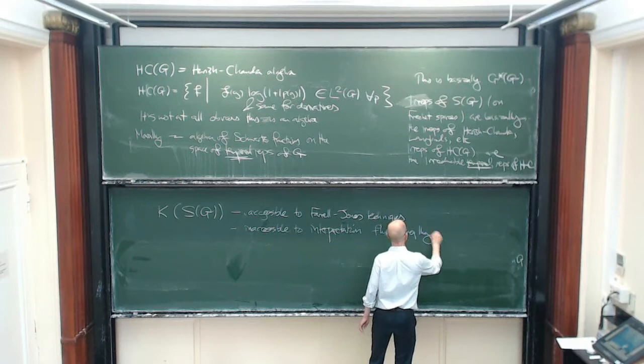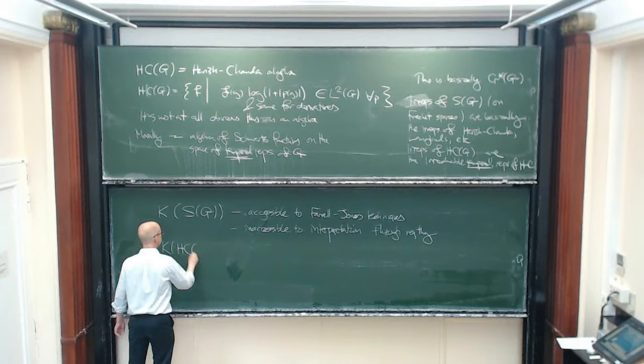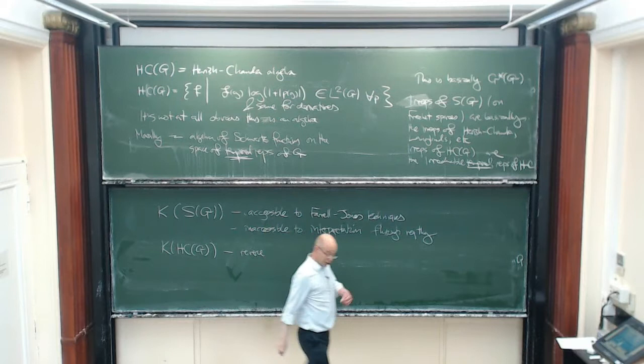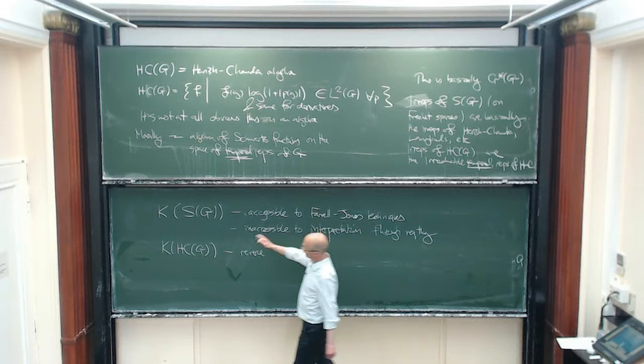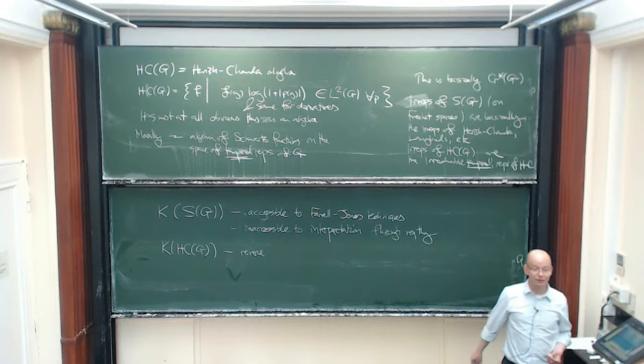And for the other guy, it's exactly the reverse. I'll just say the reverse. This is pretty much inaccessible. Not completely, but only with a supreme effort can you access this through these Farrell-Jones techniques. On the other hand, this thing immediately tells you a great deal of interest about representation theory.